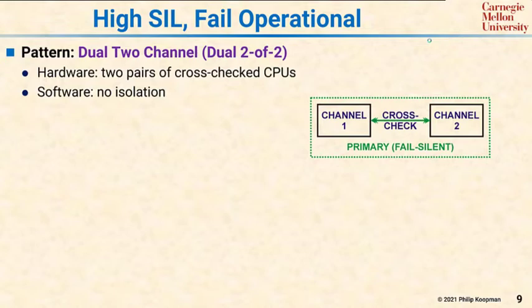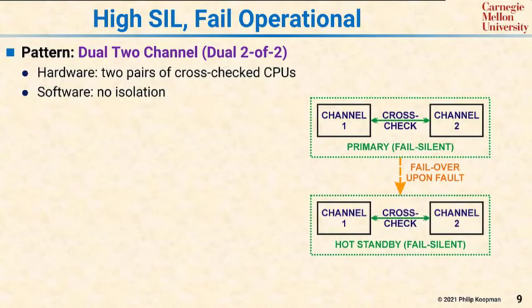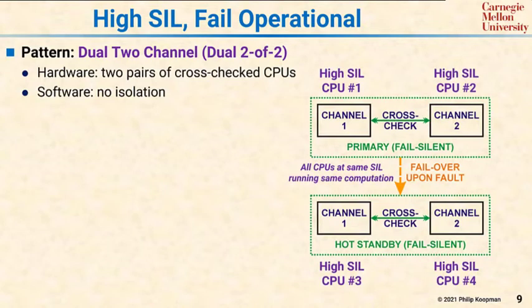Because that's a fail-silent pair, you can be sure that if a hardware fault occurs, that pair will shut down, initiating a failover to a hot standby 2 of 2 backup pair. So unlike the previous hot standby pattern that was 1 of 2, in this case you're sure that a fault will be detected if it's a hardware fault and that the failover will occur. There's still no software isolation, which means that all 4 CPUs have to be at the same SIL, which is the highest SIL of the system.